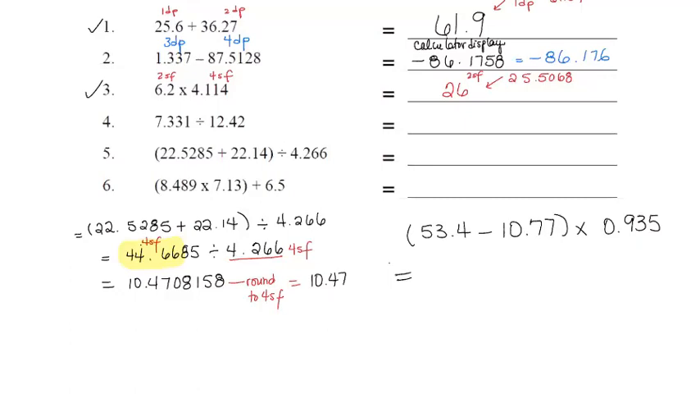So we do 53.4 minus 10.77. This is 42.63. Put a one in the chat if you found that from the parentheses. Excellent. Now I'm going to highlight. Let's put in the chat, up to what digit am I highlighting, based on the rules coming out of the parentheses? Excellent job. Up to the six, up to the first decimal place.